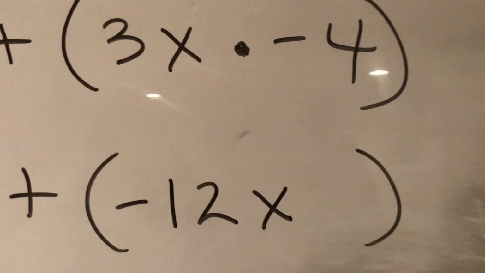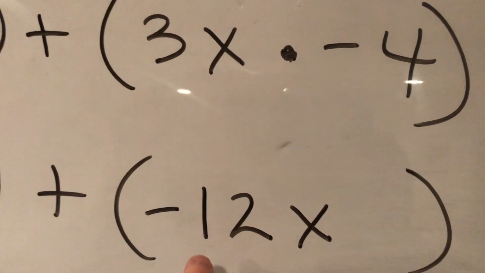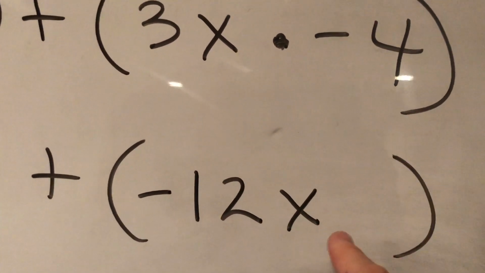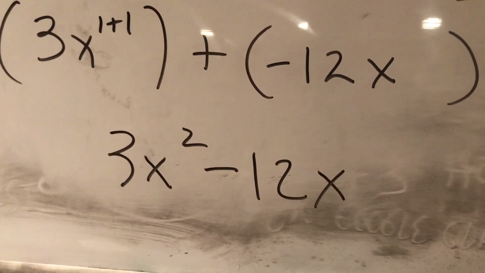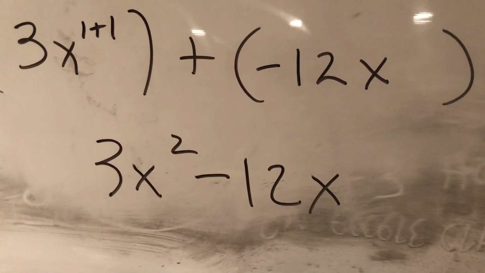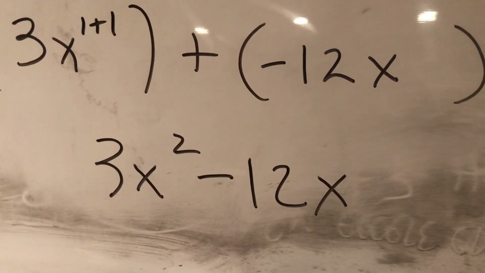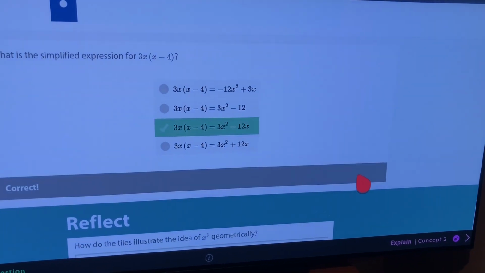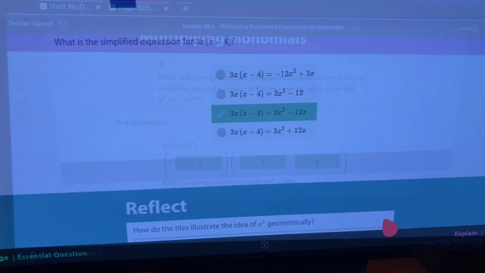Then over here you have 3 times negative 4, which is negative 12. And there's an x, but there's no x over here to go with it, so it would just be x. Then your final answer is 3x squared minus 12x. And those two terms are not like terms, so that binomial is your final answer, 3x squared minus 12x. So we're picking 3x squared minus 12x, and we're checking, and we can see that we got it correct.